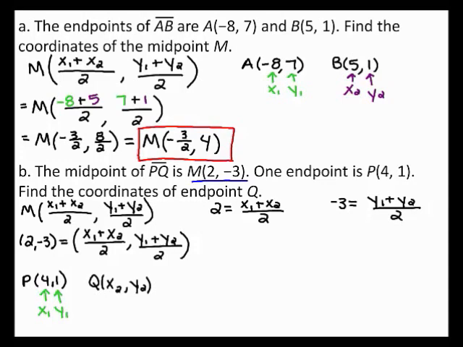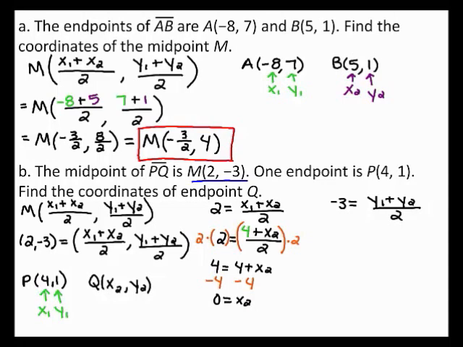To find the x-coordinate of endpoint Q, you can first substitute 4 in for x1 in the equation 2 equals x1 plus x2 all divided by 2. Now, to solve for x2, you can first multiply both sides of the equation by 2. This gives you 4 equals 4 plus x2. Next, you can subtract 4 from both sides of the equation. This gives you 0 equals x2. So, the x-coordinate of endpoint Q is 0.